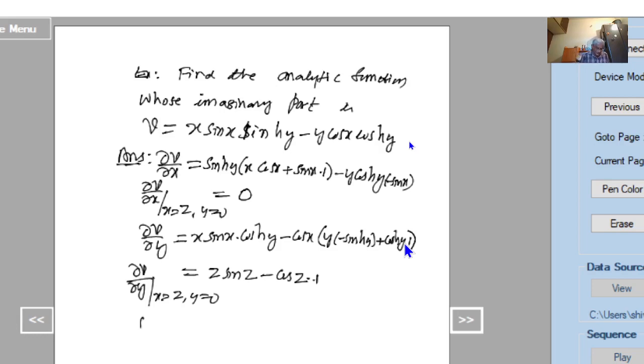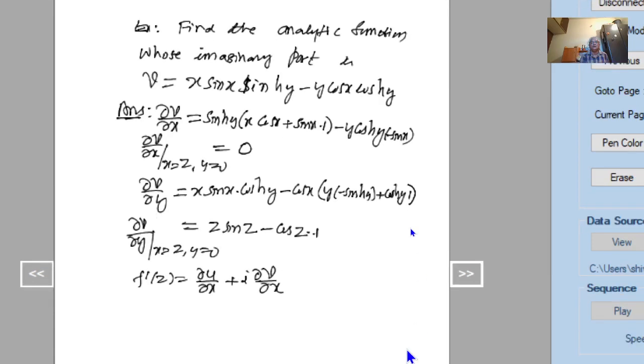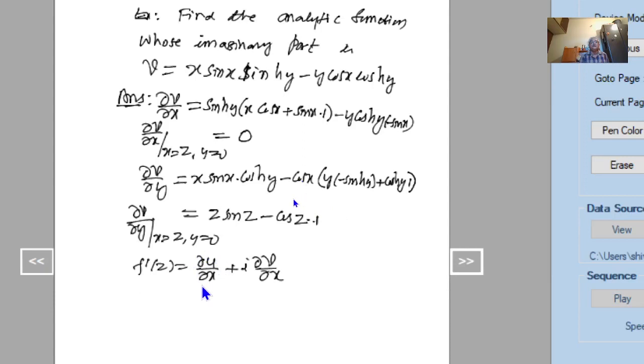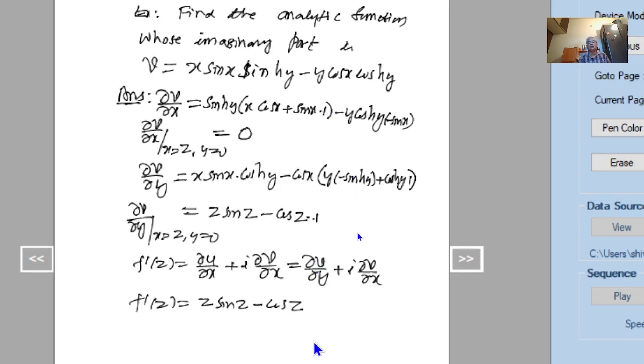Now f dash of z is equal to ∂u/∂x plus i ∂v/∂x. So here ∂u/∂x can be written as ∂v/∂y by CR equations. This is our ∂v/∂y plus i ∂v/∂x. So that is f dash of z is equal to, what is ∂v/∂y? We have this z into sin z minus cos z, okay, plus i into ∂v/∂x. We have ∂v/∂x is equal to 0. So this term becomes 0.